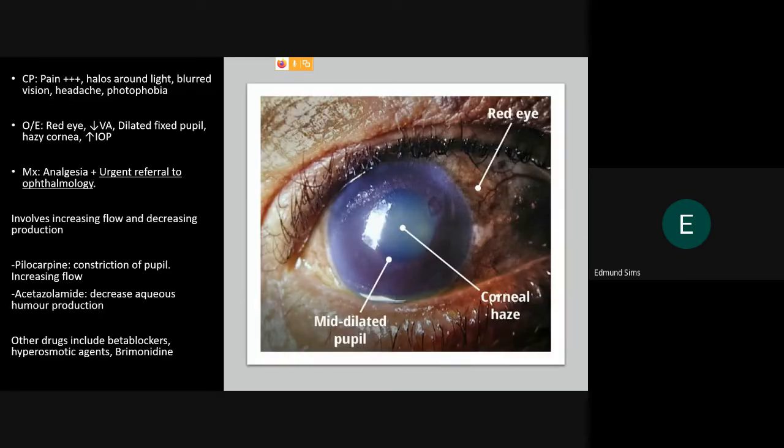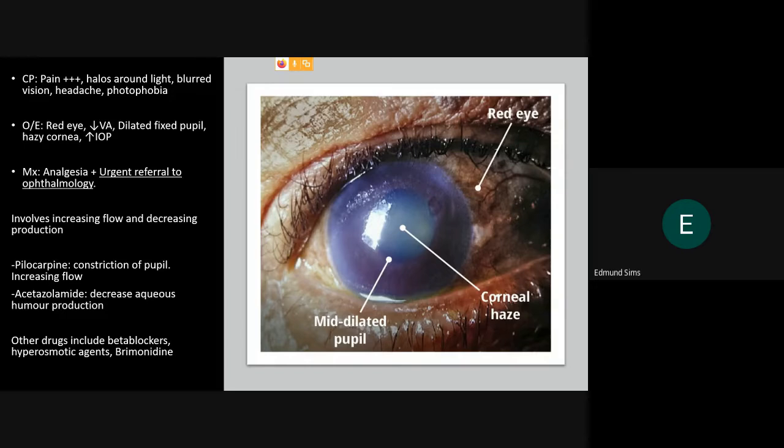Okay, busy slide, but the clinical presentation is pain. These people are in absolute agony. I remember the first time I saw one, I was working in an ophthalmology outpatients clinic as an 18-year-old, and this person was just being sick everywhere. They had headache, they wanted to be in a dark room. They will have blurred vision, and they'll also report halos around lights.